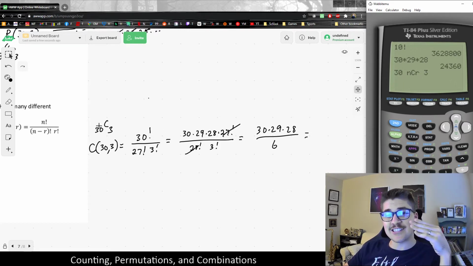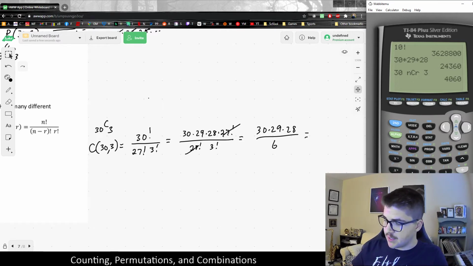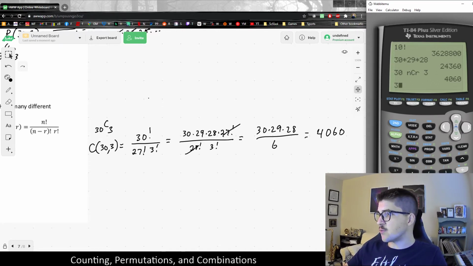A lot of people say this as 30 choose 3, or combination of 3 as just a shorthand, and that ends up giving 4,060. And notice that that should be consistent with, if you have your formula memorized, you can figure out the answer without a calculator. Or it should also kind of make sense.